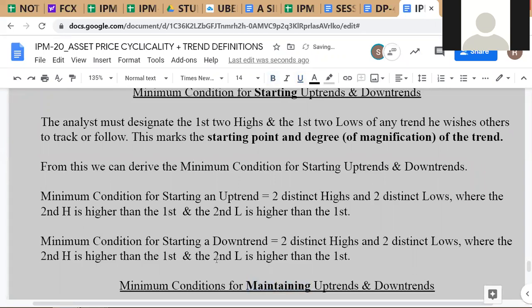Let's first understand starting. This is very important to understand. Make sure everybody understands this. If you have any kind of doubt, you must clarify at this point.